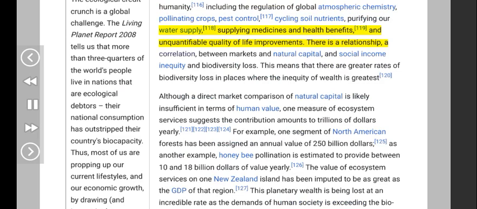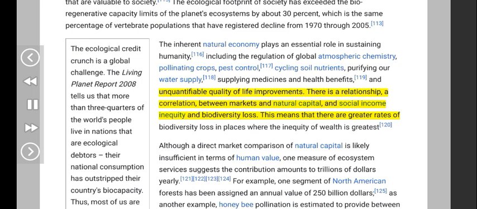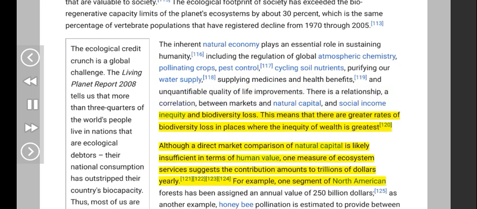There is a correlation between markets and natural capital, and social income inequity and biodiversity loss. This means that there are greater rates of biodiversity loss in places where the inequity of wealth is greatest. Although a direct market comparison of natural capital is likely insufficient in terms of human value, one measure of ecosystem services suggests the contribution amounts to trillions of dollars yearly.